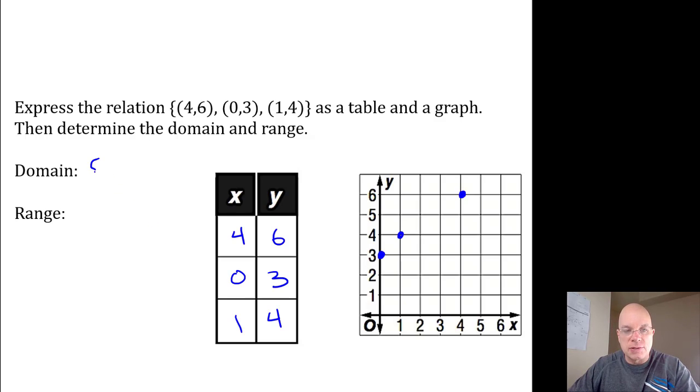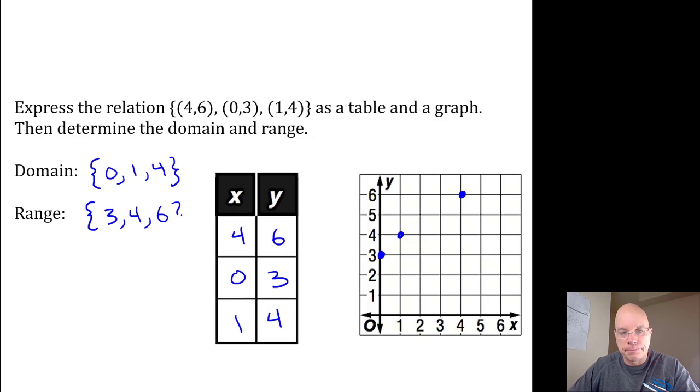The domain would be the set of all x coordinates: 0, 1, and 4. If you wrote 4, 0, 1 because you took them straight from the table, that's also correct. I just prefer to put mine in ascending order. The range would be the set of all outputs or y values: 3, 4, 6 if I list them in ascending order. So that's domain and range for this relation, this set of ordered pairs.